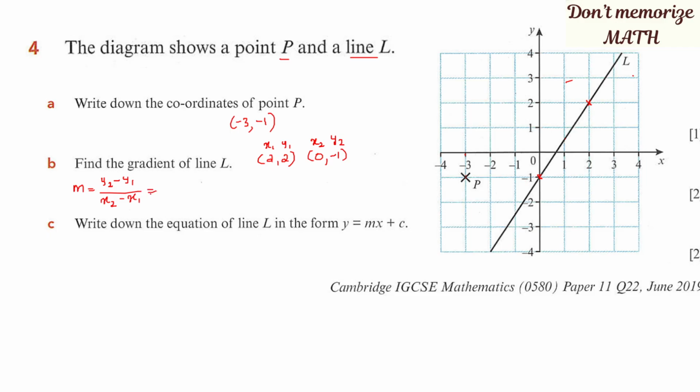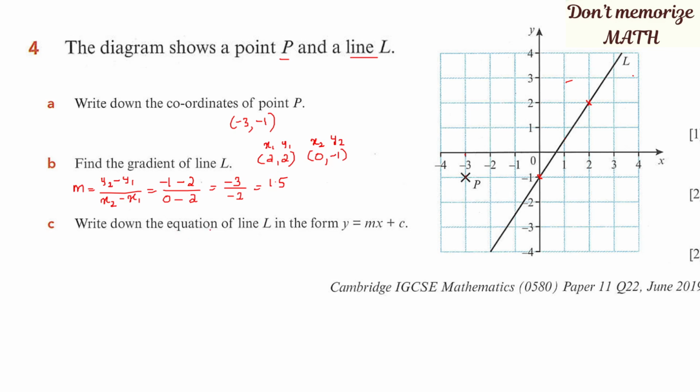Then y2 minus y1, y2 is -1, so y2 minus y1 is -1 minus 2. And x2 minus x1 is 0 minus 2. So you will get -3 over -2. So 3 over 2 you can write, otherwise you can write 1.5 also. 3 over 2 is also fine, and 1.5.